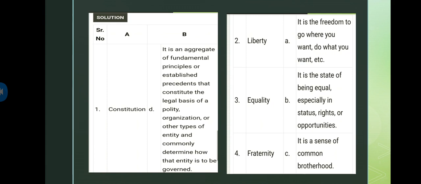So basically, for the first question, the pair will be D. For the second, the pair will be A. And now the third, equality. It is the state of being equal, especially in status, rights, or opportunities. So the correct option will be B. Now fourth, fraternity. It is a sense of common brotherhood, that is option C.